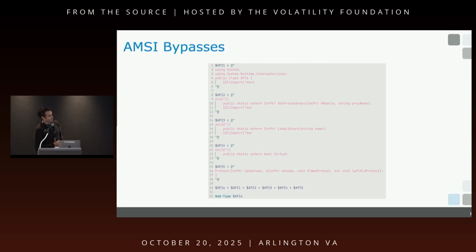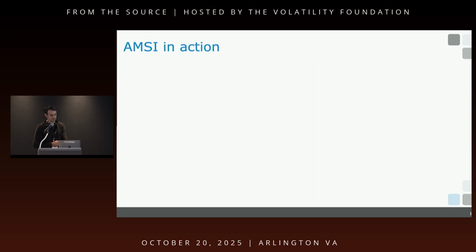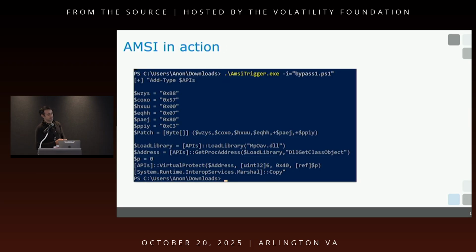However, let me go back a slide. So if you see at the top here, I ran this tool called AmsiTrigger.exe, which basically splits your script up into chunks and allows you to scan each of them individually to see what parts exactly are setting off AMSI. So that's how we know for a fact that this in particular is what caused that particular detection.